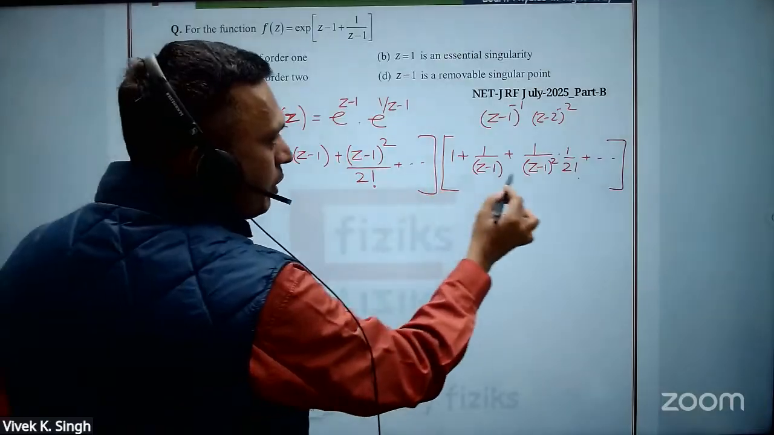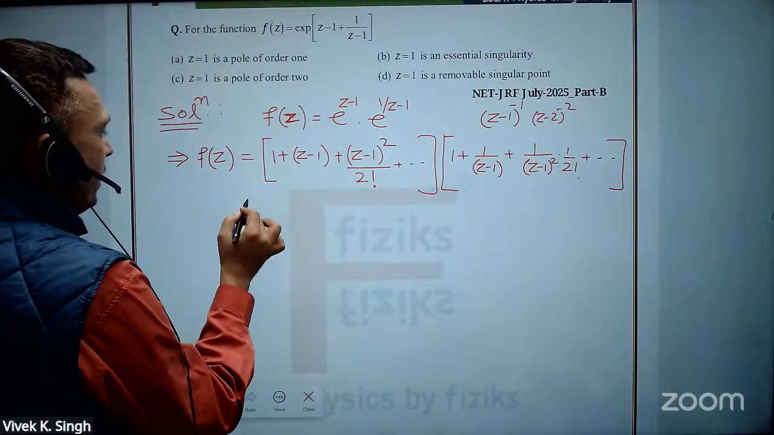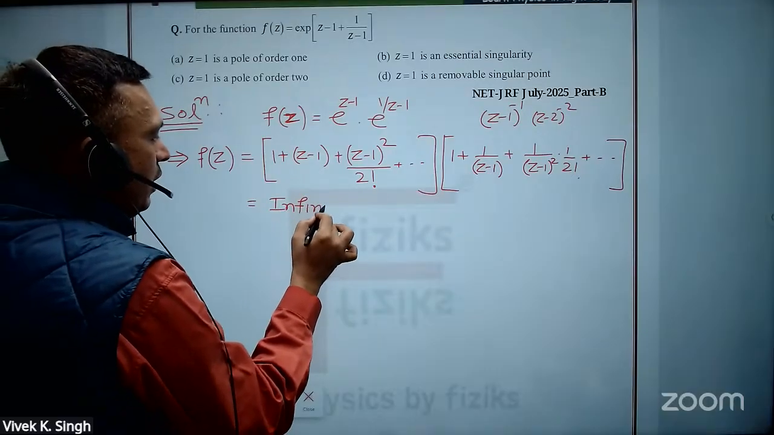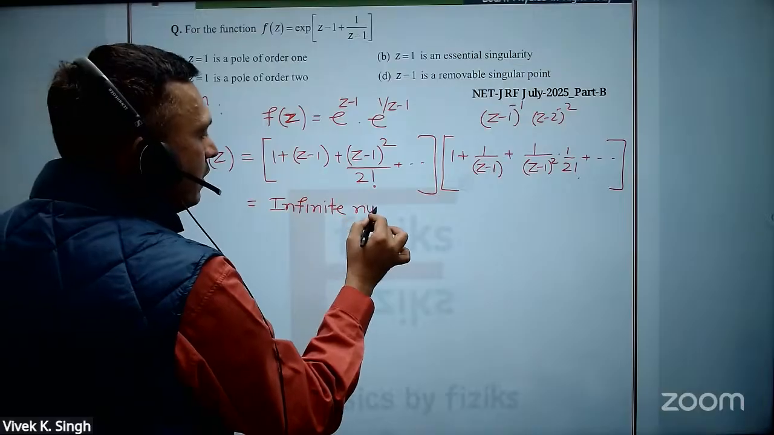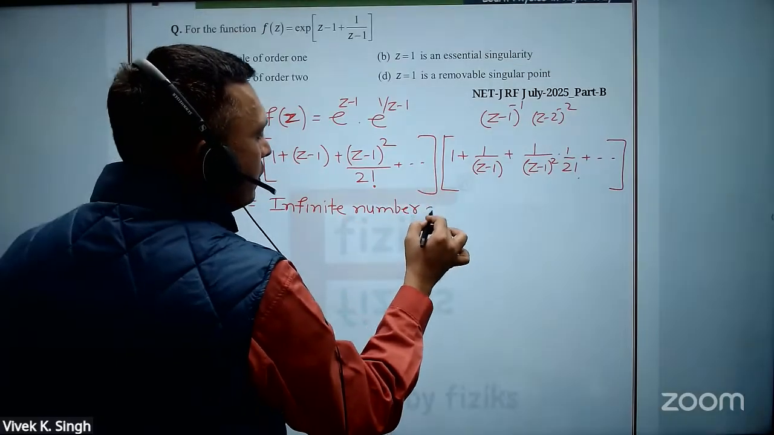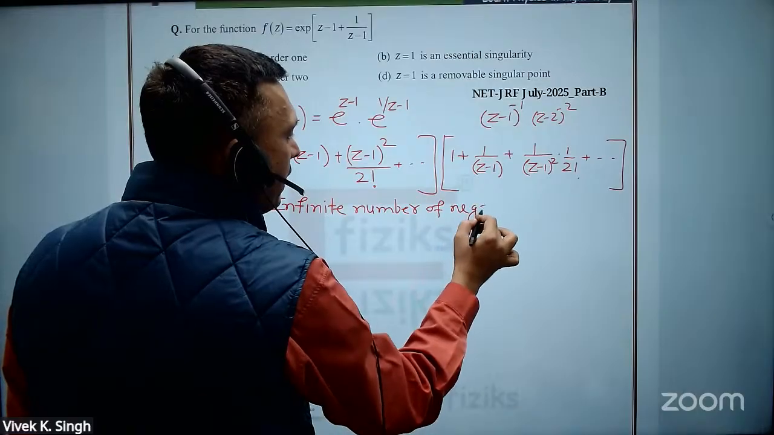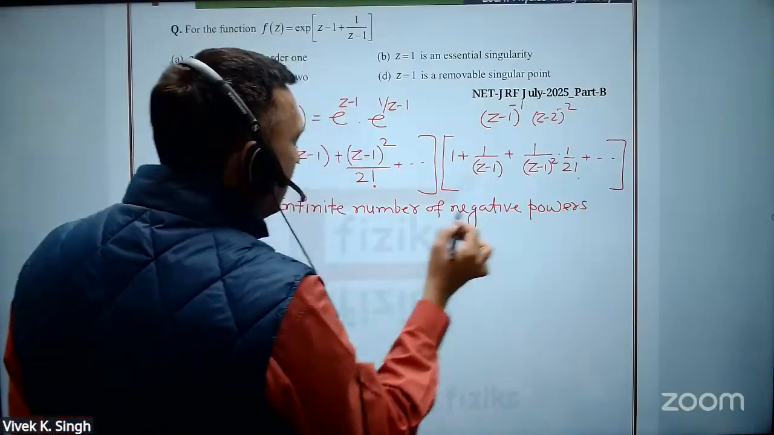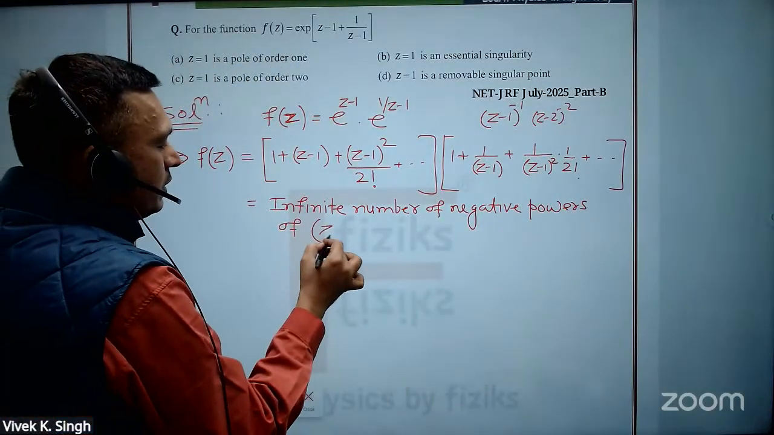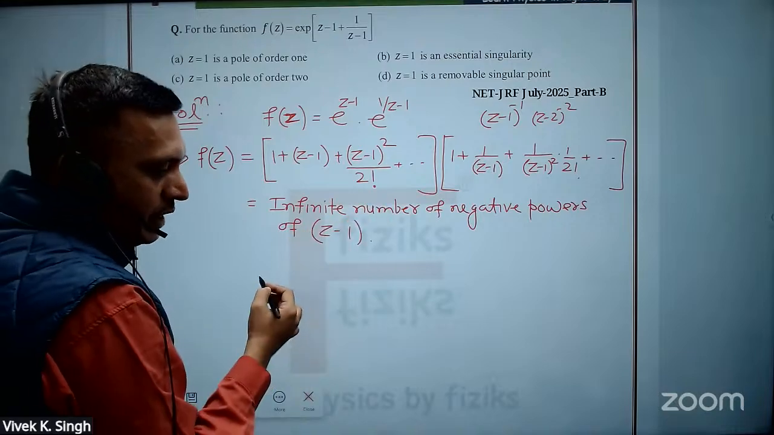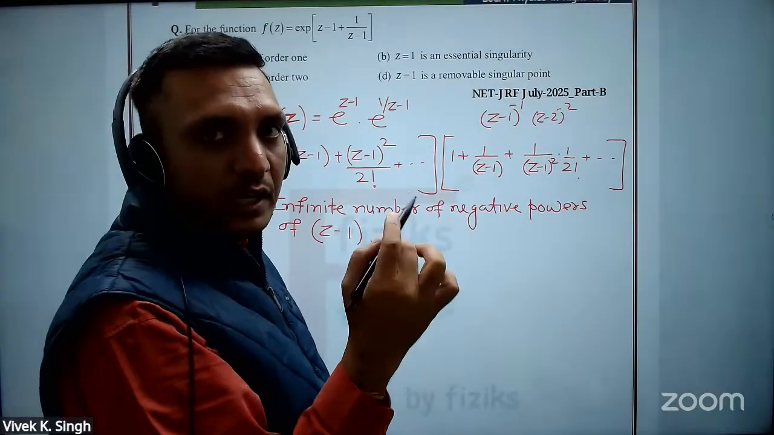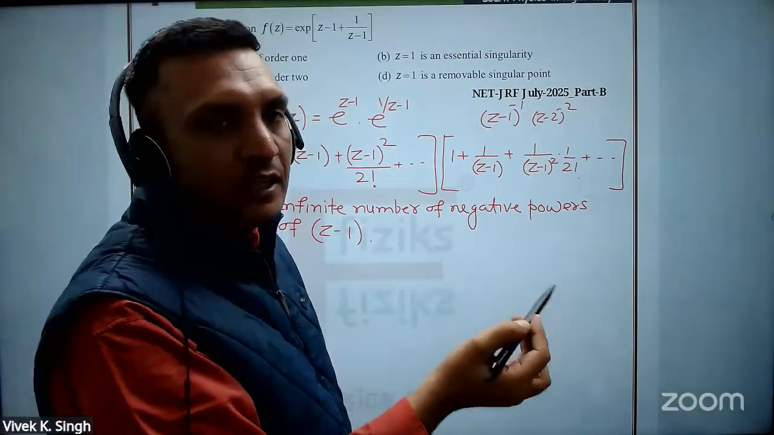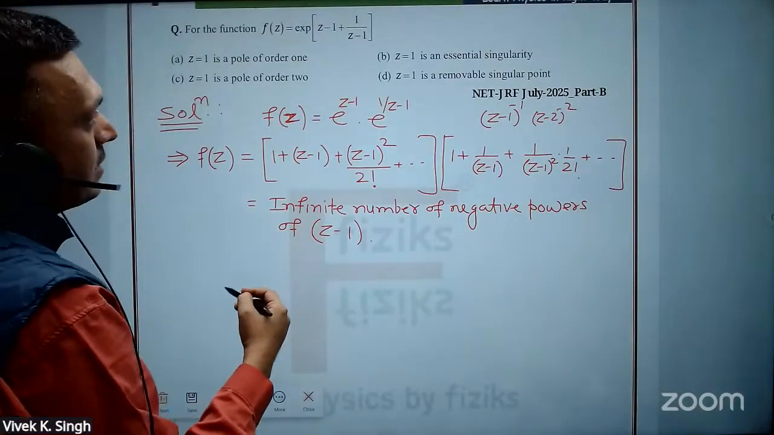And how many terms will you get? If you multiply, you will see it has an infinite number of negative powers of z minus 1. You are getting an infinite number. So it means z is equal to 1 is an essential singularity.